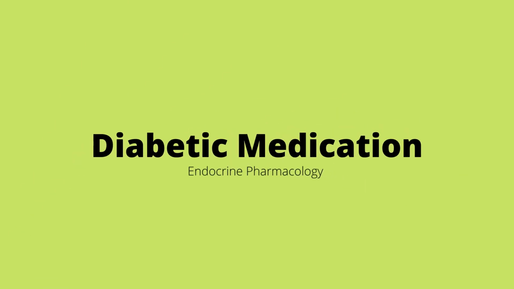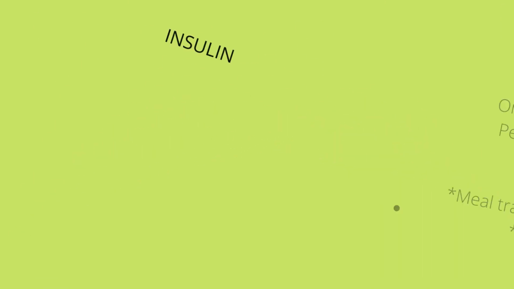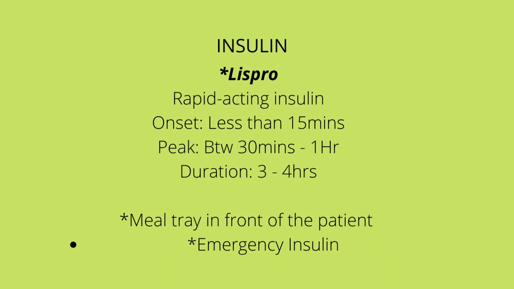In this video, we are going to talk about endocrine pharmacology, to be more specific, diabetic medication. First, insulin. There are 4 different types of insulin: Lispro, regular, NPH, and insulin glargine.